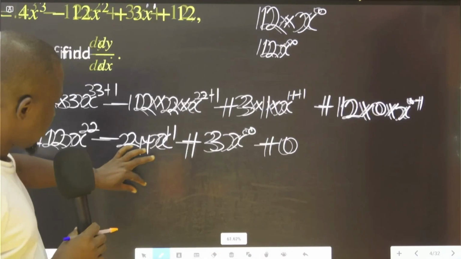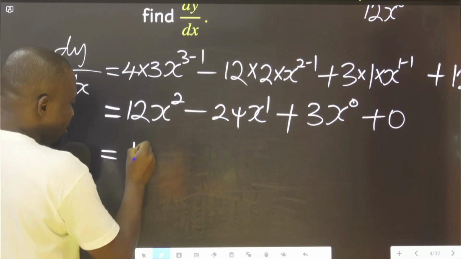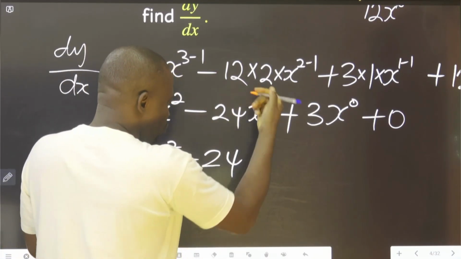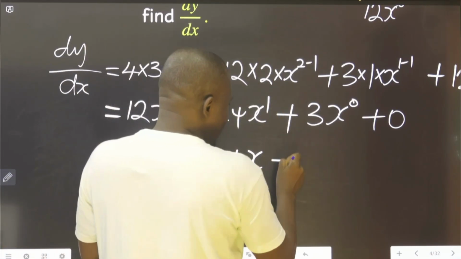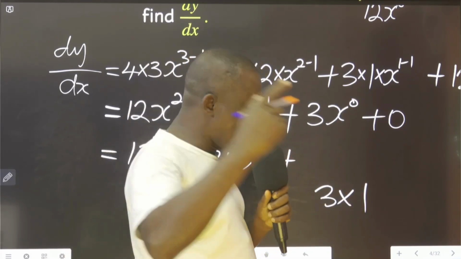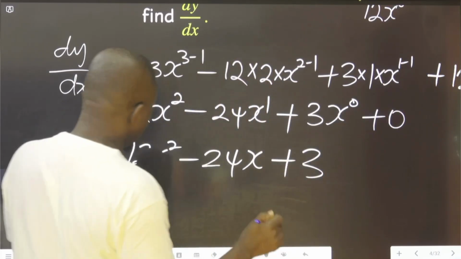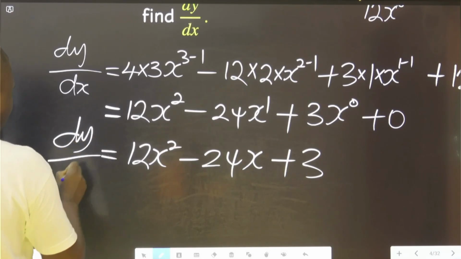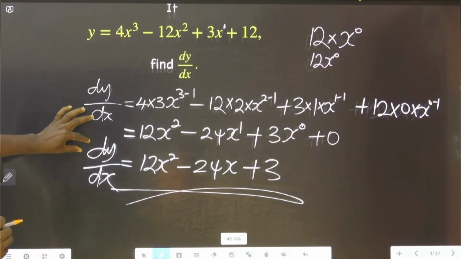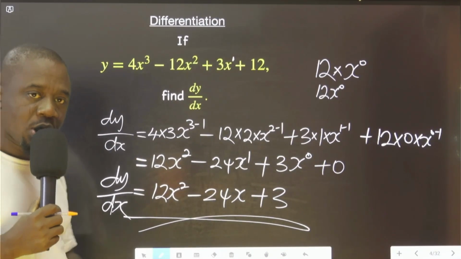Okay? Let's continue. So you can see in this place, this still remains the same. This is 24. We don't need to put the 1. This is 1. That is 3 multiplied by 1. Anything raised to power 0 is 1. So 3 times 1 is what? 3. So this 0 is gone. So this is the differentiation of what? Of the function we saw in this place. Hope this is understood. Thank you for viewing.